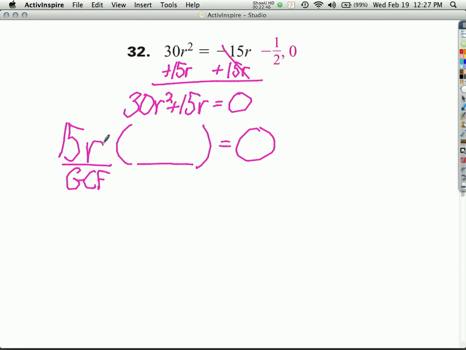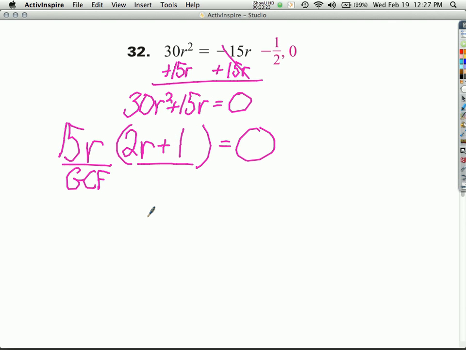And now you say to yourself, okay, 15r times what will give me 30r squared? Start with the number. 15 times what gives me 30? A 2. R times what gives me r squared? An r. Now 15r times what gives me 15r? 15 times what gives me 15? A 1. R times what gives me r? The 1. And so now I have it in factored form.